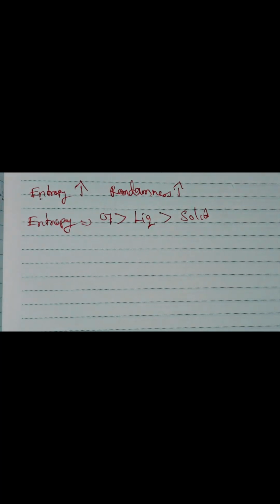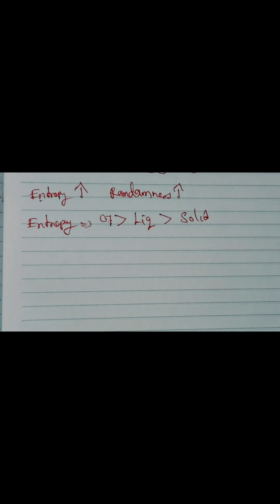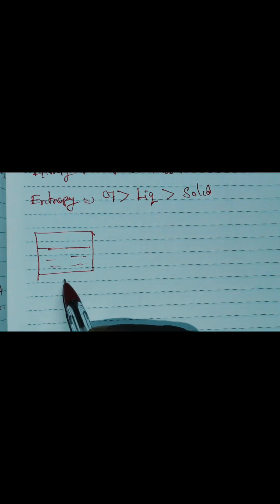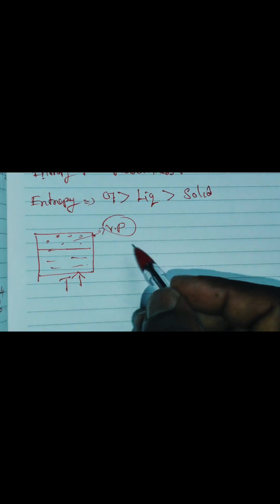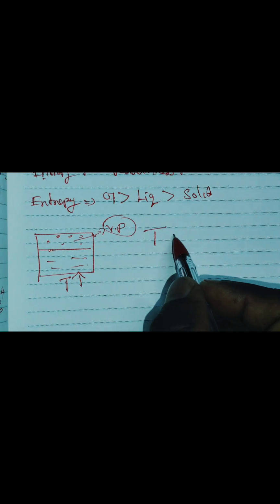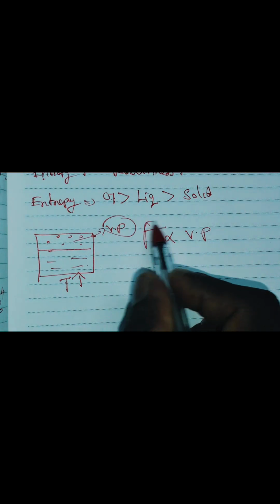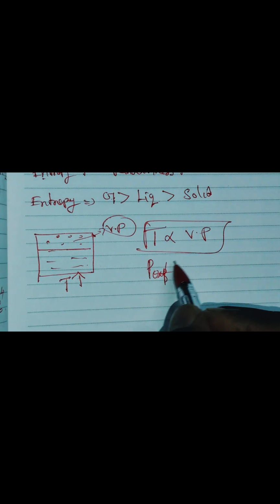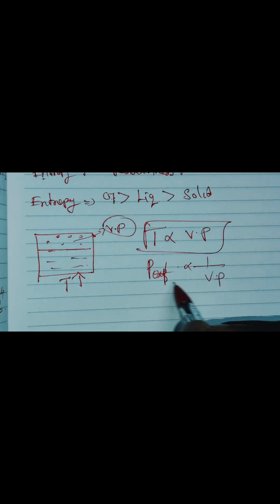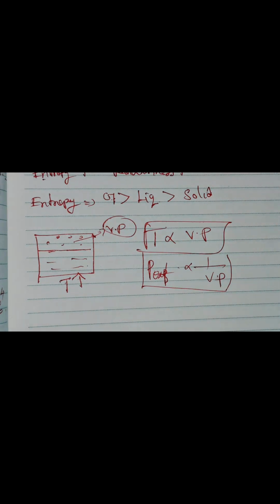In this entropy concept, consider the ideal solution in a beaker. Whenever we apply thermal energy or temperature, a vapor pressure is created. We already studied that temperature is directly proportional to vapor pressure, and external pressure is inversely proportional to the vapor pressure.